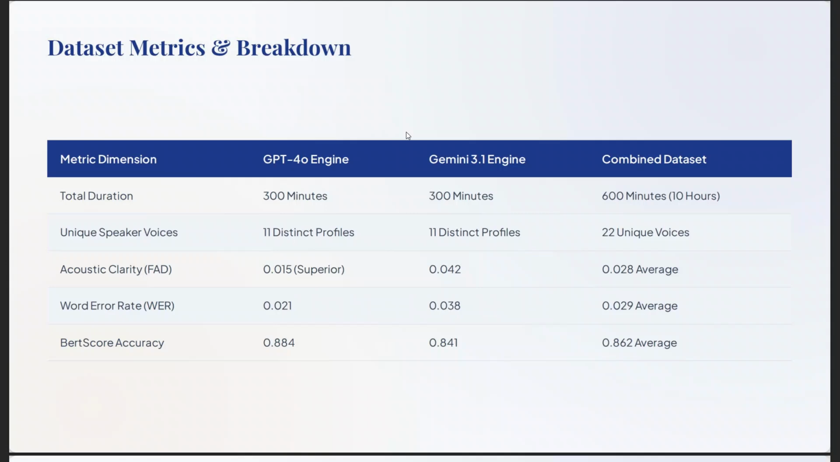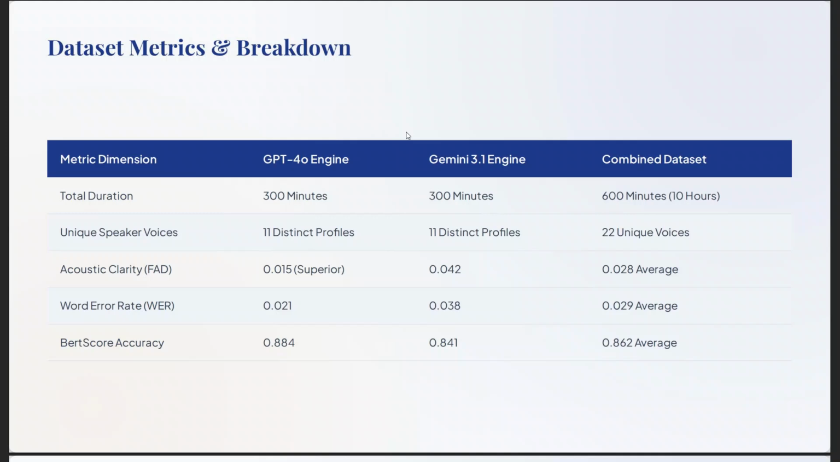Now, dataset metrics and breakdown. Metric dimensions: total duration, unique speaker voices, acoustic clarity, word error rates, BART score accuracy. GPT-4o engine, 300 minutes, and Gemini 3.1 engine, 300 minutes. Total combined dataset length is 600 minutes. For both datasets, we use unique speaker voices, 11 distinct voices, so there are 22 unique voices. Acoustic clarity for GPT-4o has been found to be higher than Gemini 3.1.